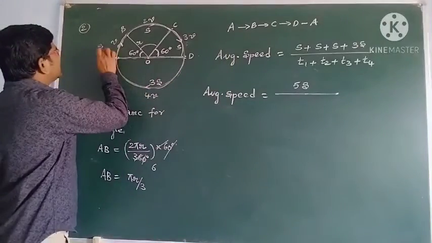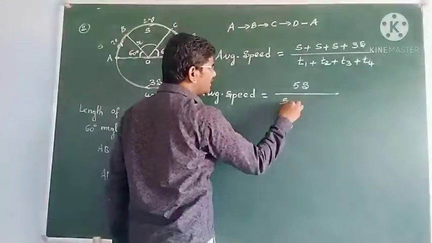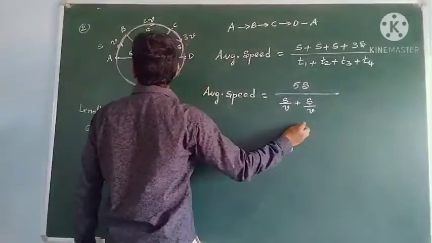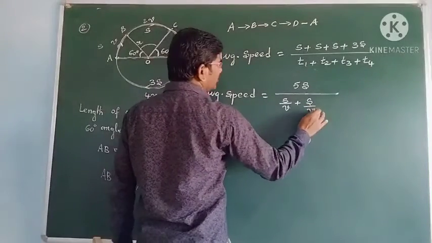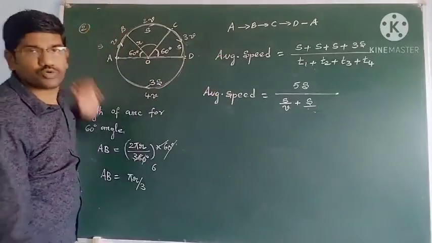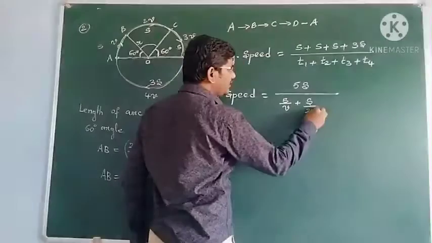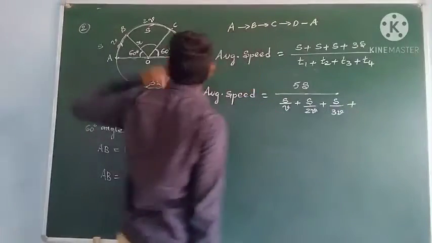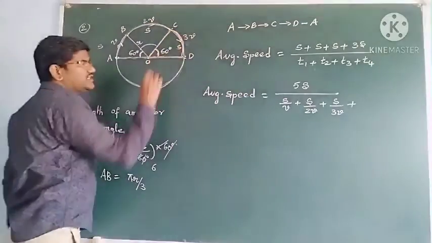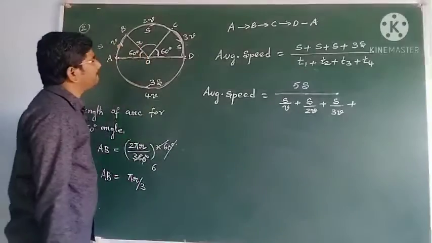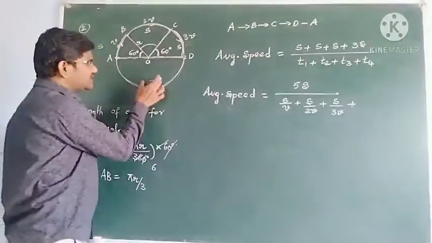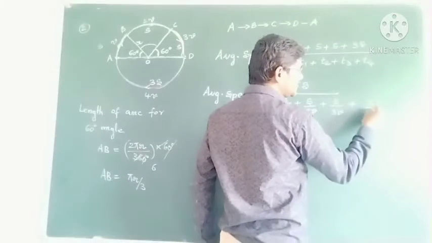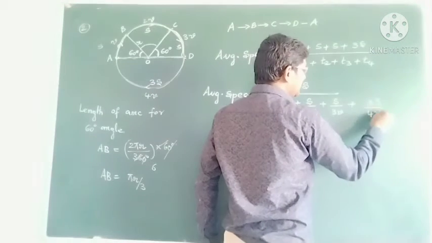T1 means distance by speed, we will write S by V, plus T2 also we will write S by V, plus this distance with 2V speed, so you write it S by 2V, plus next S by 3V, because this is equal distance, S distance with 3V speed. And next 3S distance with 4V speed. So you write the time as 3S by 4V.